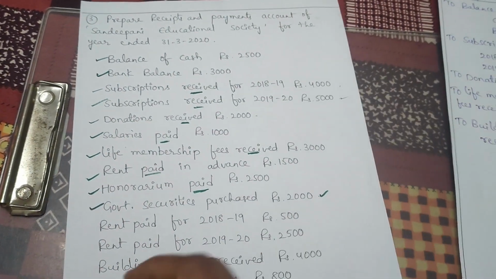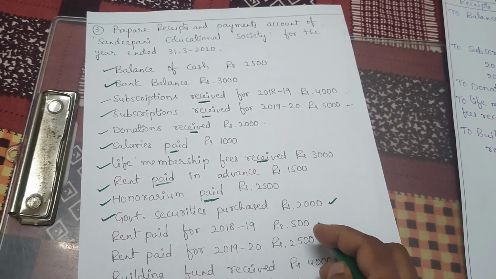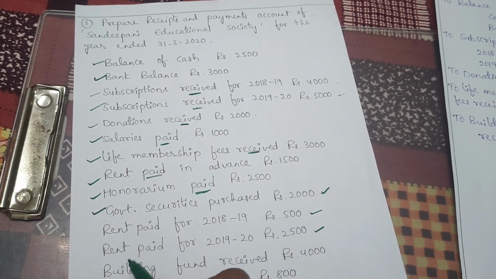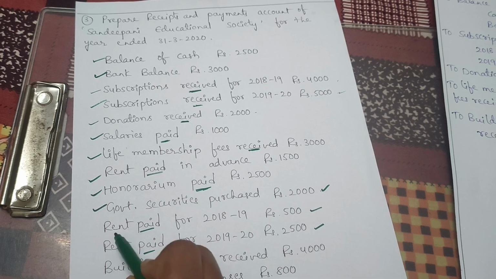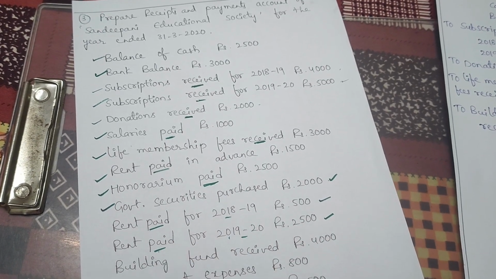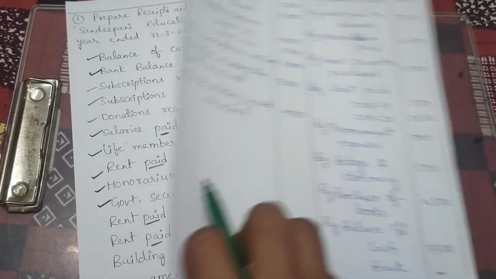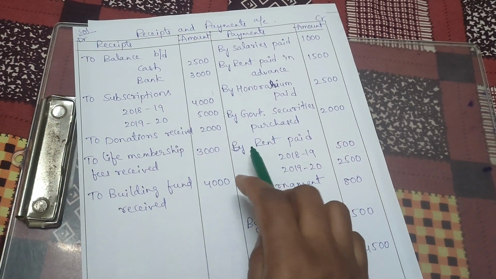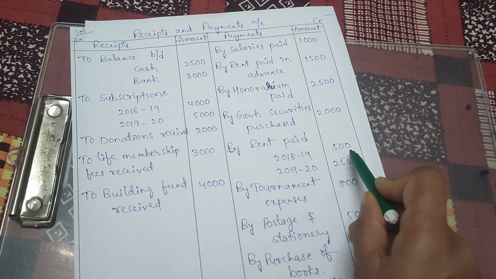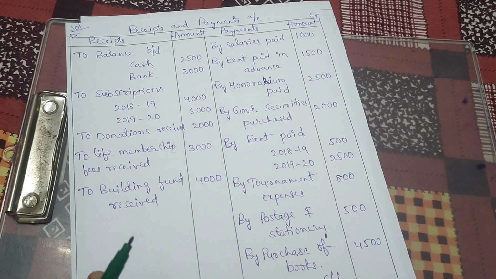Next. Rent paid for 2018-19, 500 rupees. Rent paid for 2019-20, 2,500. Both are rent paid only, but for different periods. So paid always will be recorded under payments. Since it is the same item, we will record it like this: credit side, by rent paid, 2018-19 500, 2019-20 2,500.